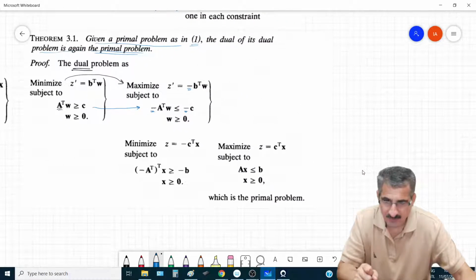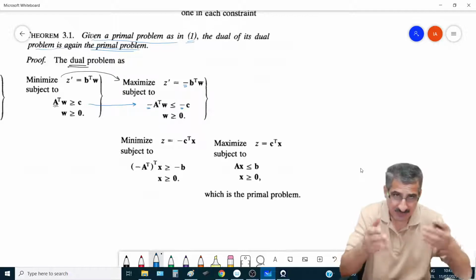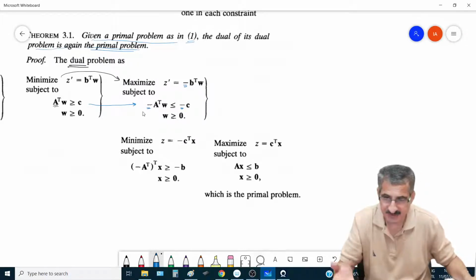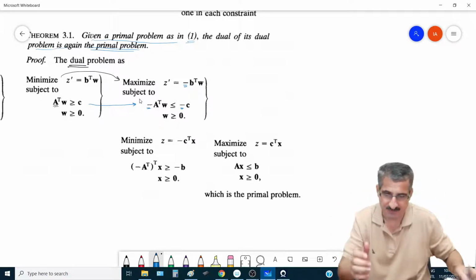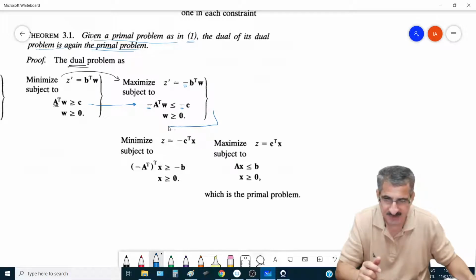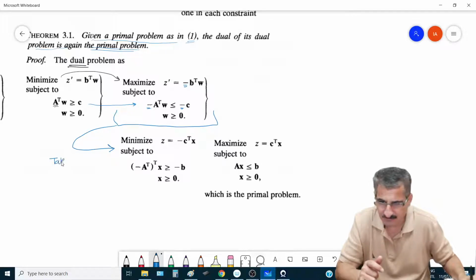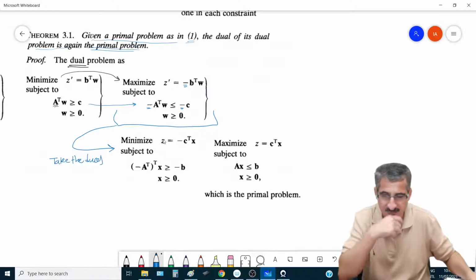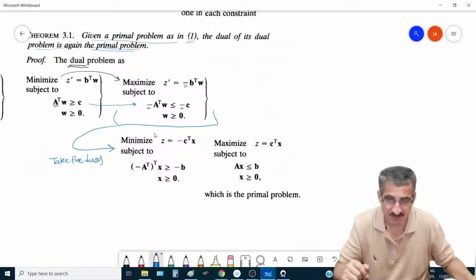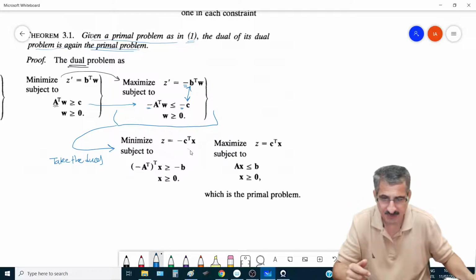So now, take the dual of this. We have reached a point where this one and this one are the same. Now take the dual. What is the dual of that? From here to here, take the dual. What do we get? Maximize becomes minimize. Interchange the roles of these. Here we go.